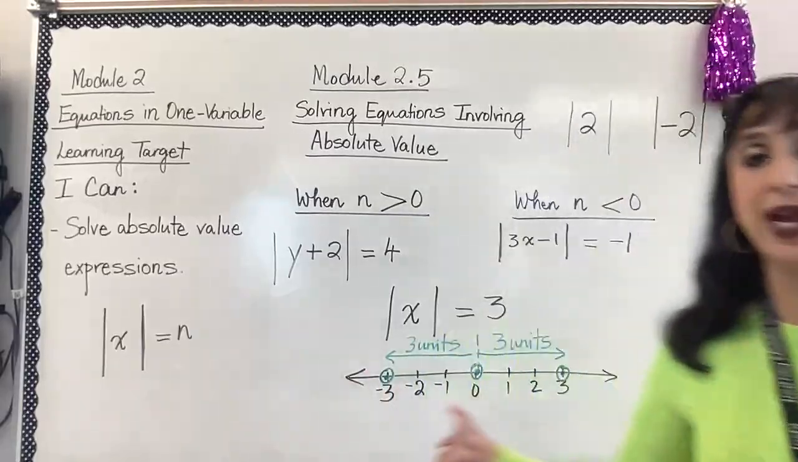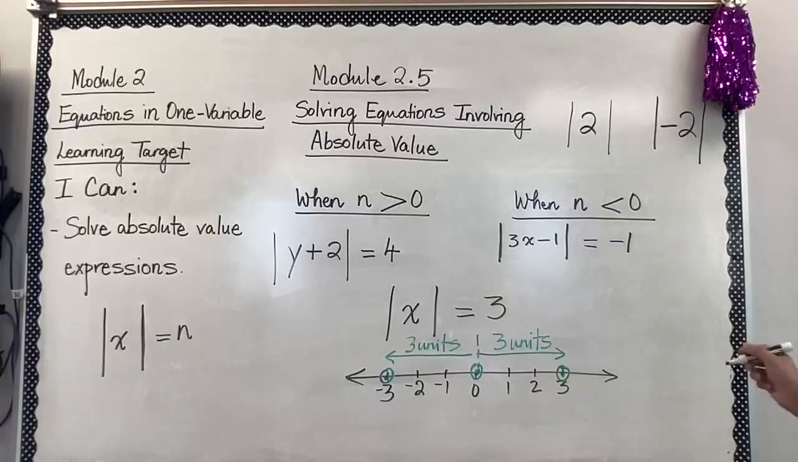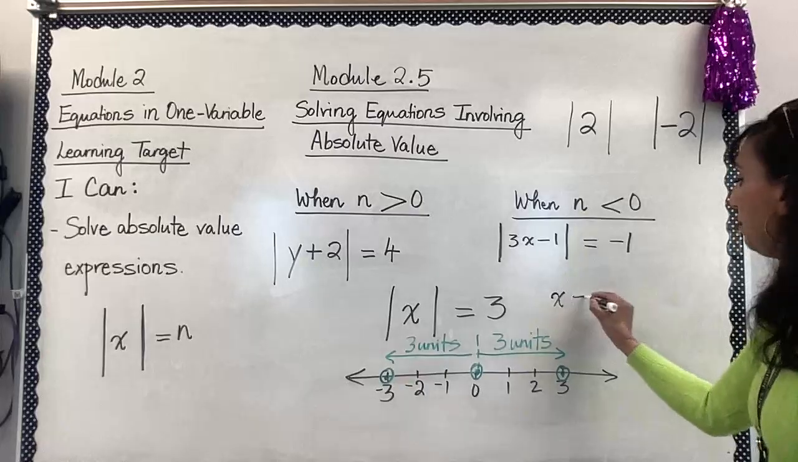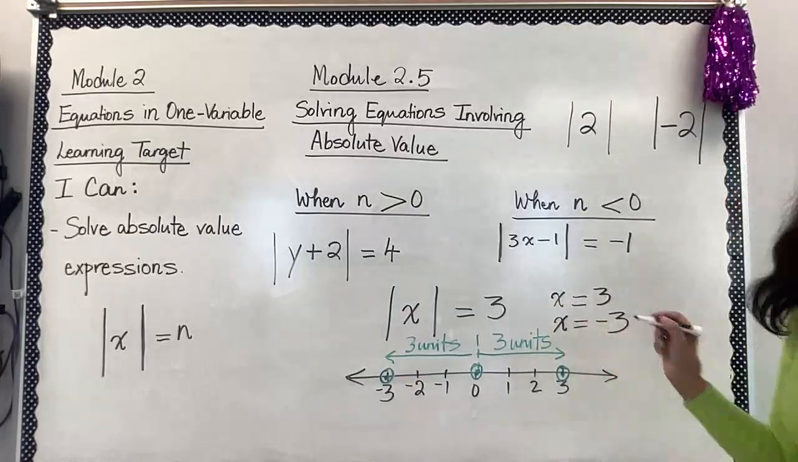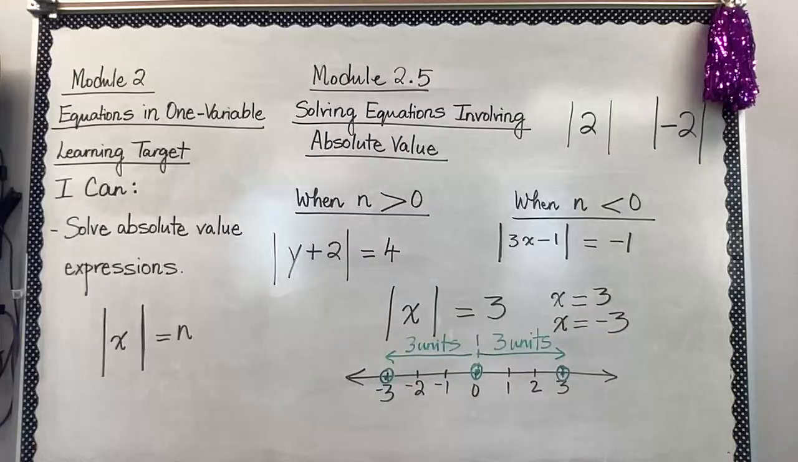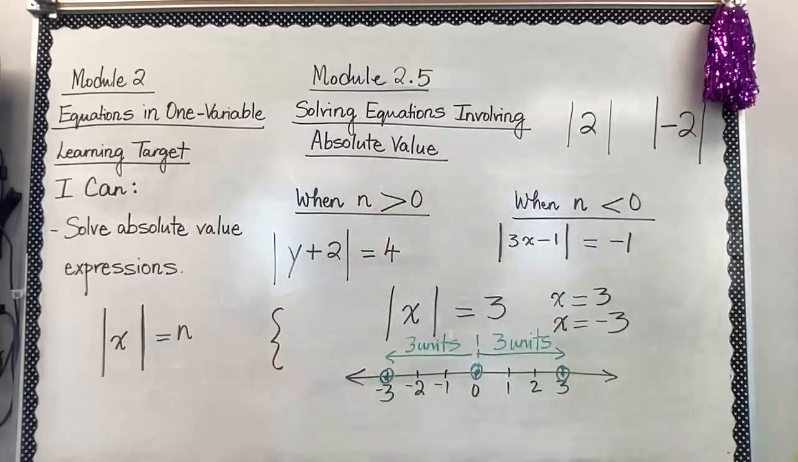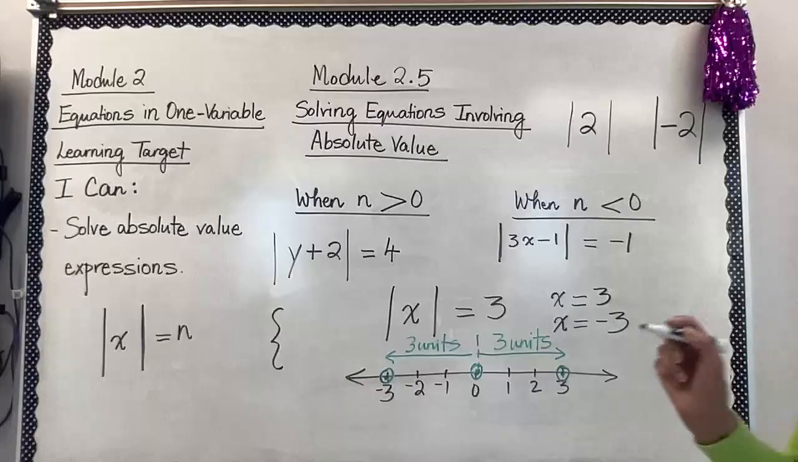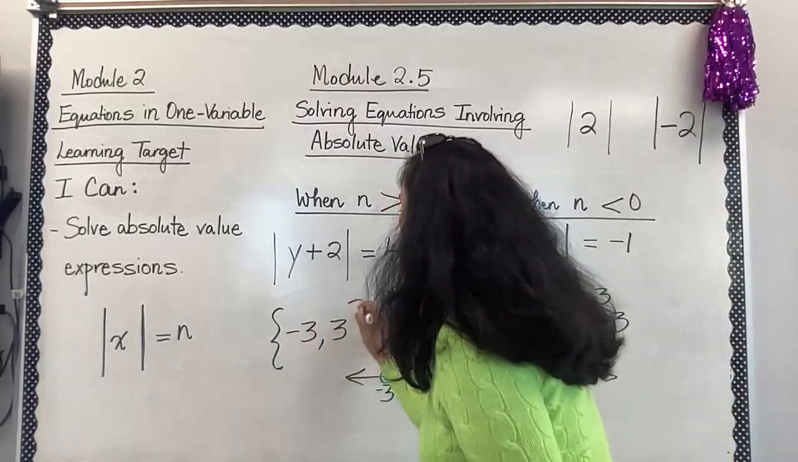So again, if I'm looking at this, what are my two solutions? x can be 3, but x can also be negative 3, right? So the solution set of this is going to be written like this. A set is written in this format. The solution set in this case has negative 3 and 3.